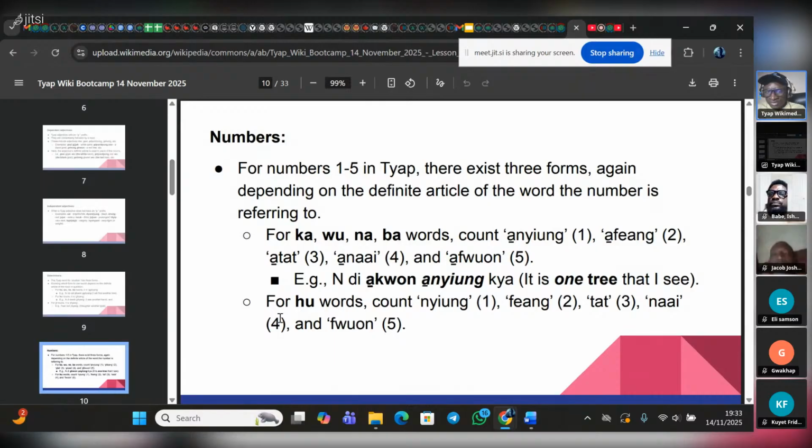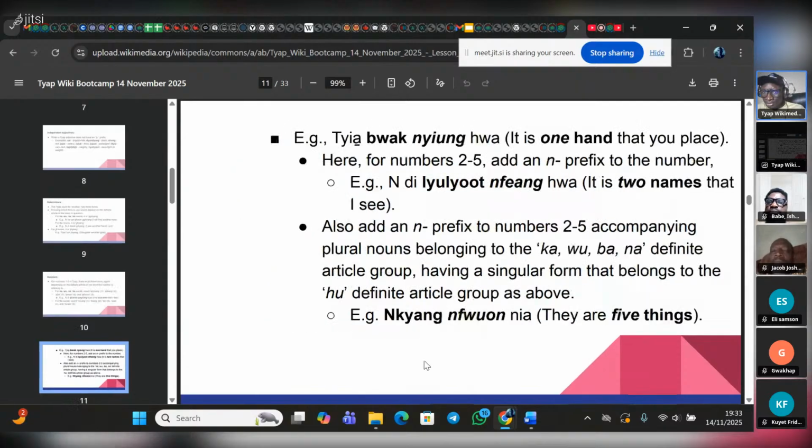But then we have a second group, which is the who words. The who words, we usually count new, fair, third, nine, phone. That's 1, 2, 3, 4, 5. We have an example for this. Tiabuak Nyunghua, or Tibuak Nyunghua. It is one hand that you place. That is, you have to only place a single hand.